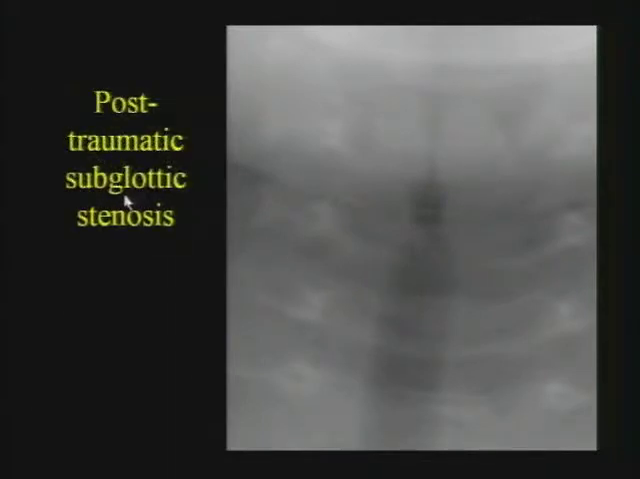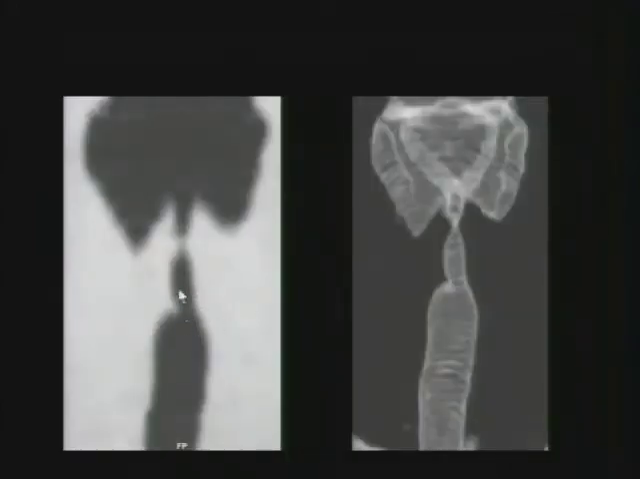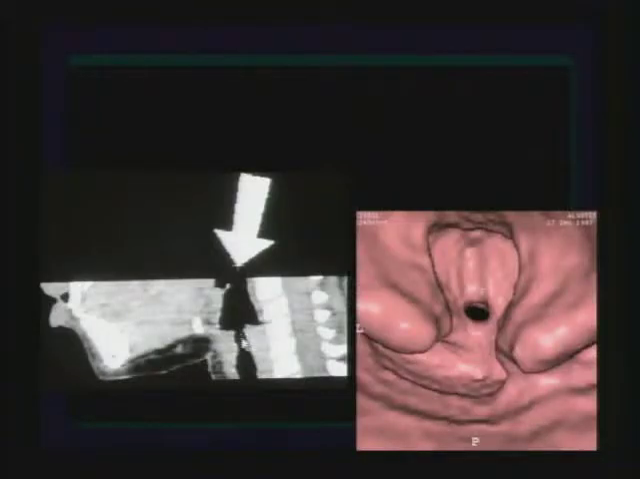Notice that this is not the normal appearance of a subglottic trachea. There's not a normal shoulder. There's some indentation here. It doesn't look like croup. So in that case, you have to think of what else could it be. This is a post-traumatic subglottic stenosis in a child who had previously been intubated and has some narrowing in the subglottic trachea due to prior trauma from intubation, and another one as well.